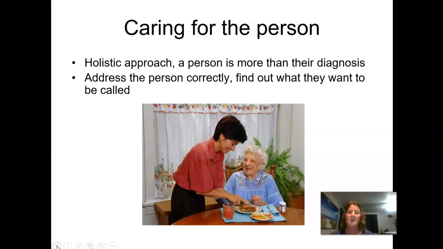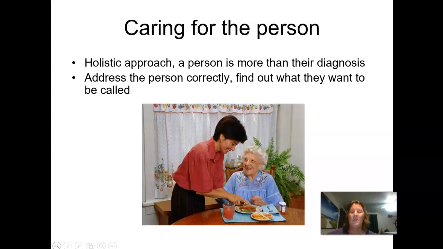Now, in a hospital setting, we refer to the people we care for as patients. In a nursing home, we refer to them as residents. If we do home care, they're generally referred to as clients. But they're more than just that diagnosis they came in with. We have to look at the whole picture. We have to look at their emotional needs, their physical needs, how that diagnosis that they have impacted other systems in their body. So all of that is important.